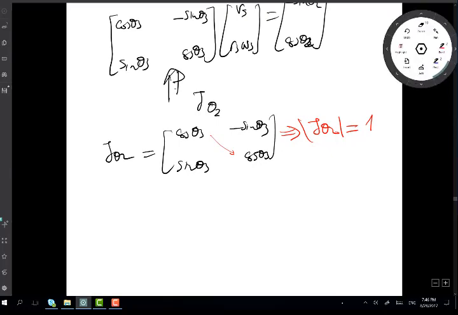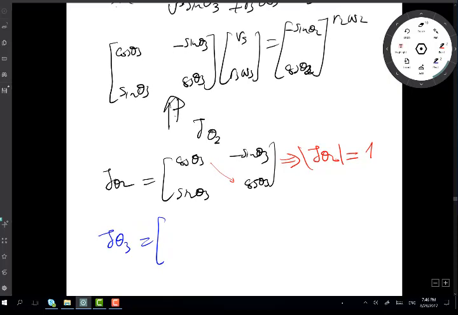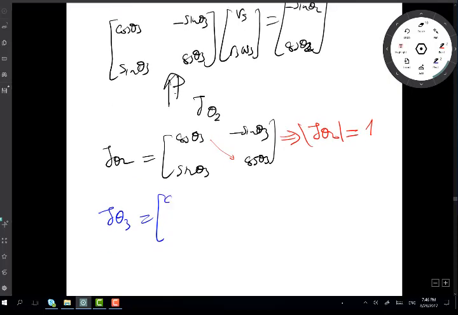Then I have the other Jacobian, with the same determinant, but where the second column is replaced by the column on the right-hand side. So you get cosine θ3, sine θ3, and the other column is replaced by minus sine θ2 and cosine θ2.